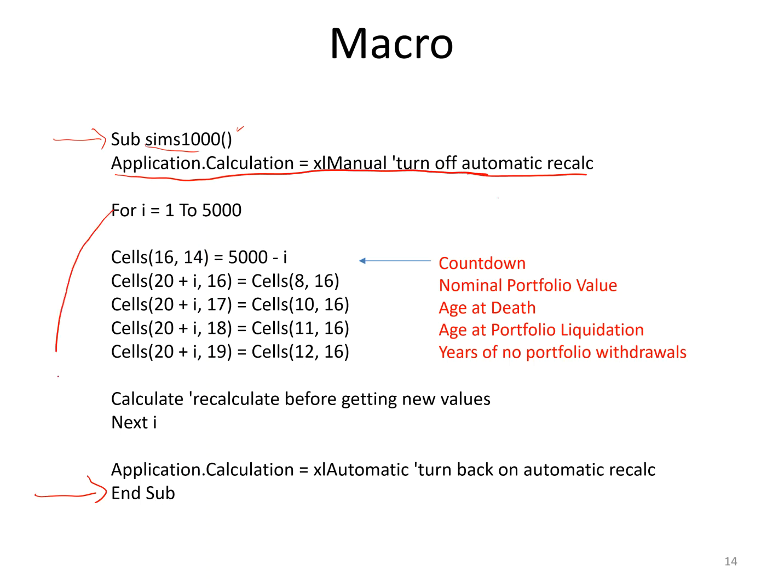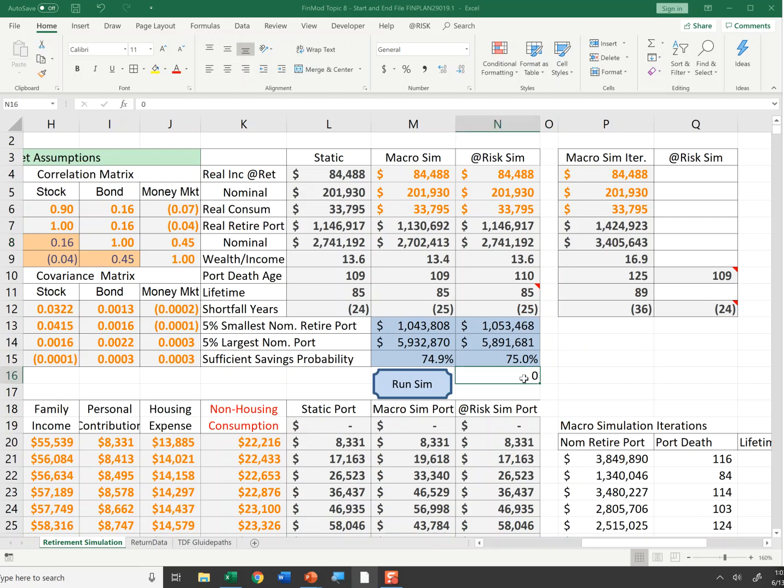I then do a loop. For I equal 1 to 5,000, Next I. So these statements here get executed 5,000 times. Cells(16, 14) equals 5,000 minus I. So cells 16, 14, 16th row, 14th column, is this cell here. Notice when I run this macro, it takes a few seconds, and then it'll start doing a countdown of 5,000 minus I in this space right here. Should start any minute here.